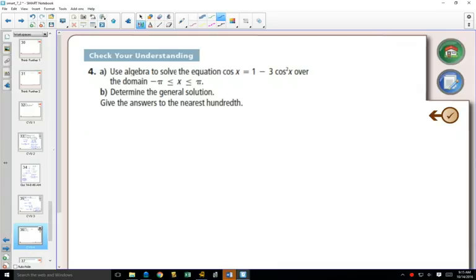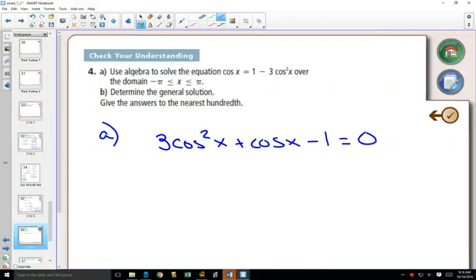For one, it's on your formula sheet, and it's just as quick as completing the square. So for part A, we notice that it's quadratic. The first thing we're going to do is move everything over to one side so that it's equal to 0. When I move things over, I like to make whatever was squared positive. So I look at my equation. I've got a negative 3 cos squared x. I'm going to move everything over to the left, so I'm going to add 3 cos squared x to both sides. I'm going to subtract 1 on both sides and make one side equal to 0.